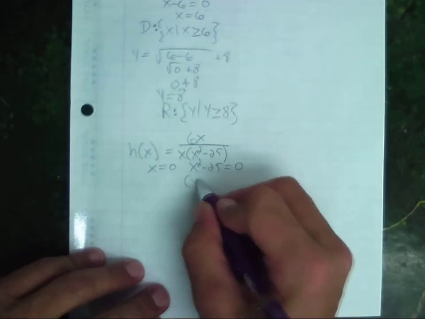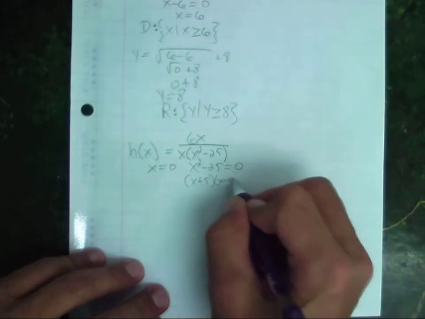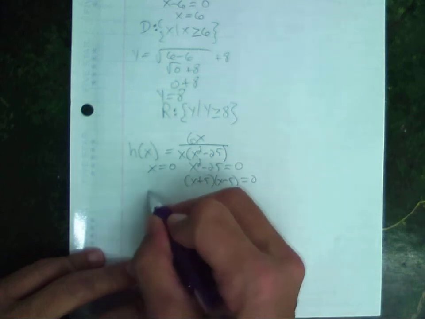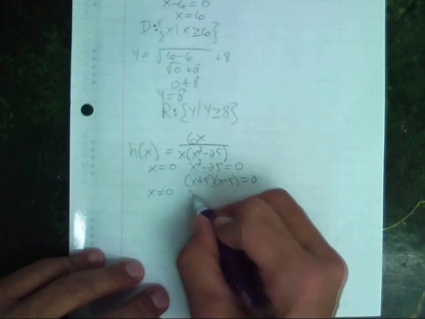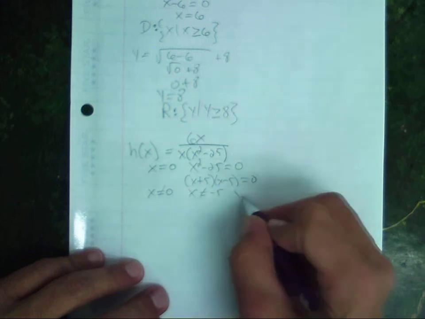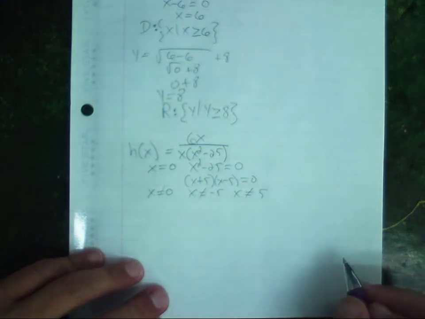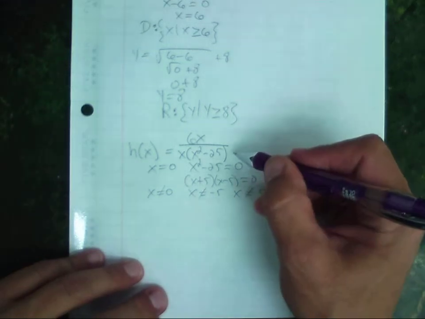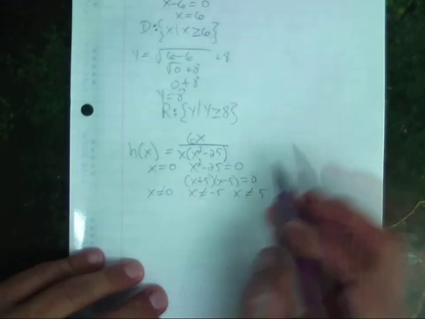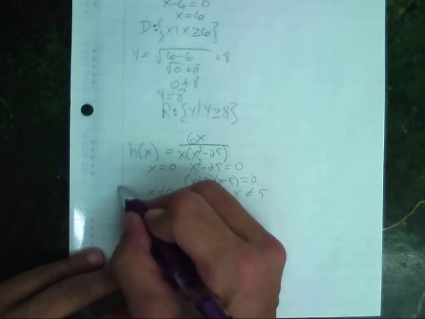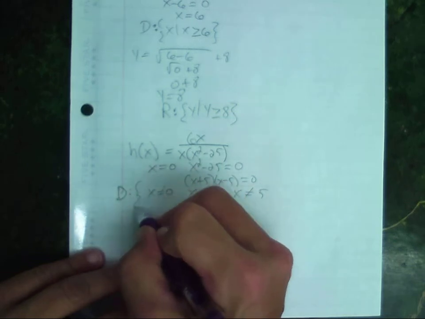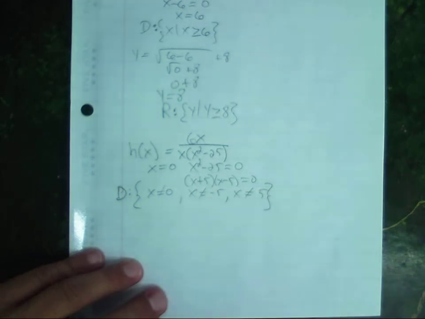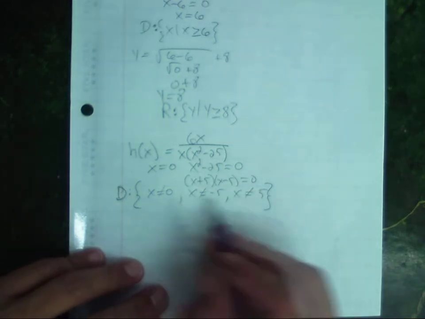Remember, the x squared minus 25 can factor. Setting each of those at a 0, we determined that x could not equal 0, x could not equal negative 5, x could not equal 5. These three values would cause my denominator to be 0, which we cannot have. So your answer for your domain: x cannot equal these values. Any other value x could take, just not those values.